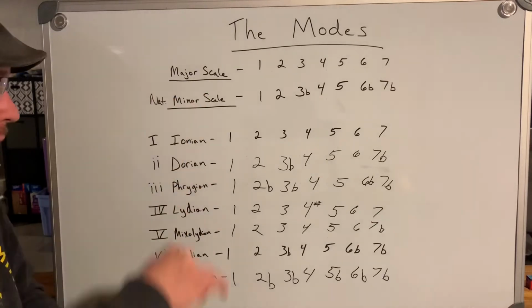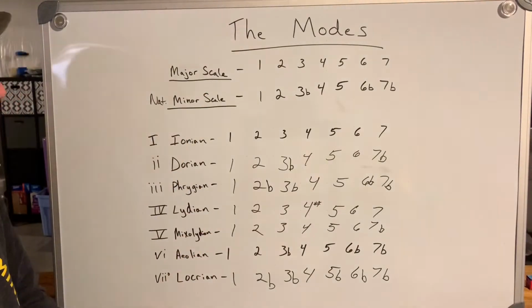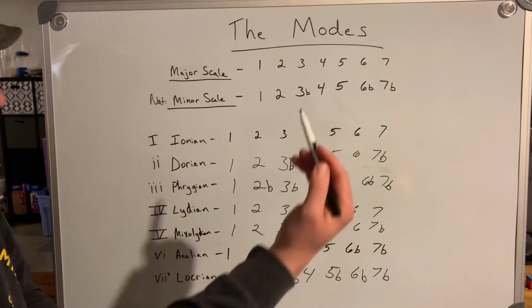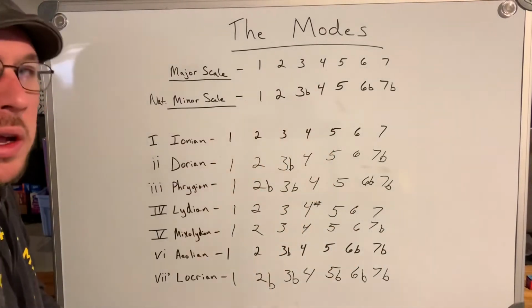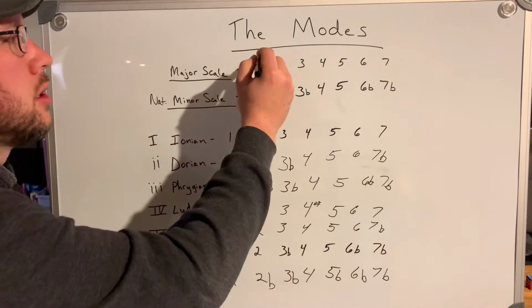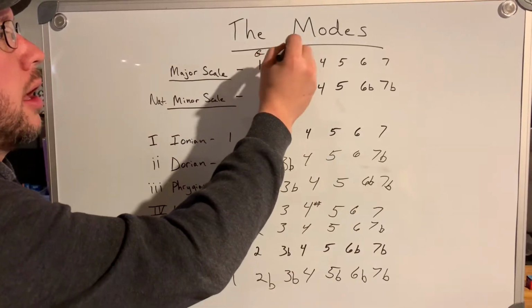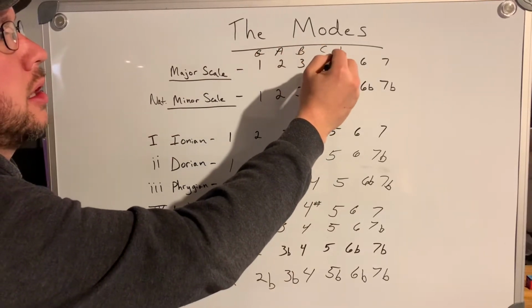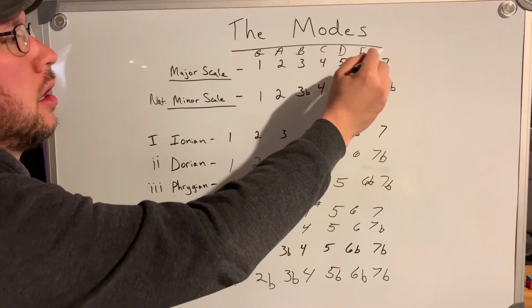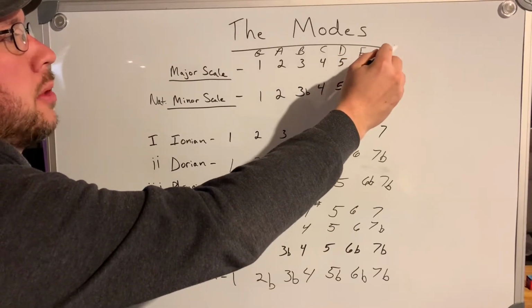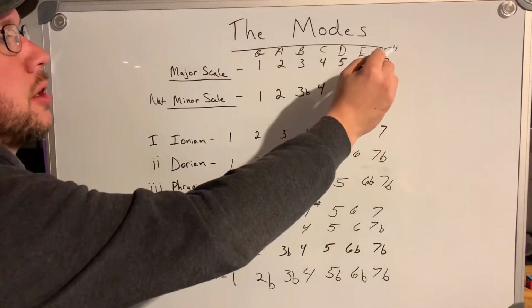And the same goes for modes. So what I want to do is let's lay out a G, just because that's a very common key for guitar players. Let's do the G major: G, A, B, C, D, E, and F sharp. Okay? That's our G major scale.